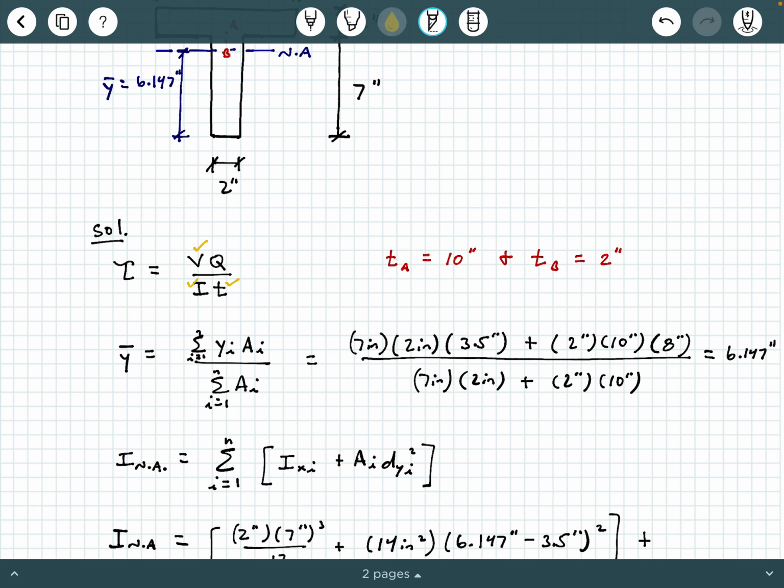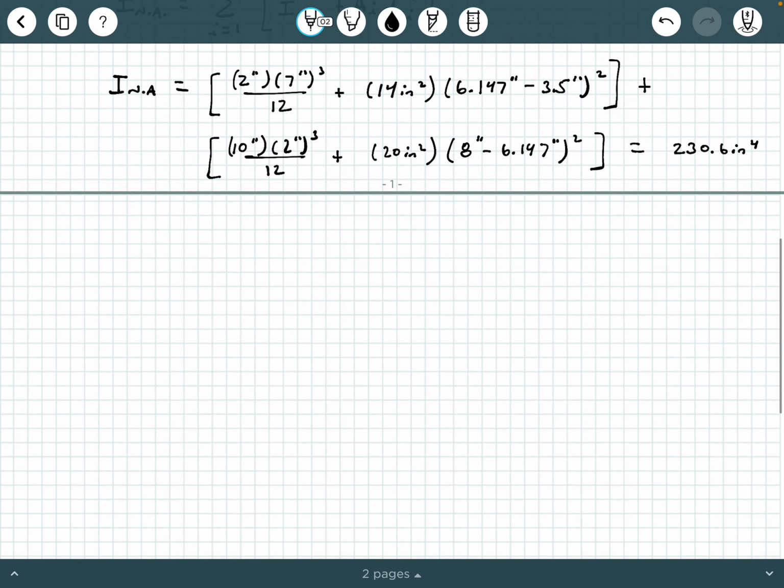Now, the last thing we need is really Q, okay? So here's where I'll show a little bit more work because this is a point of confusion a lot of times. So we're going to compute Q, all right? And so I'm going to go ahead and redraw my section here. All right, and we know that's 2 inches, 2 inches, 7 inches, 10 inches, okay? And I'm going to put my little interface here.